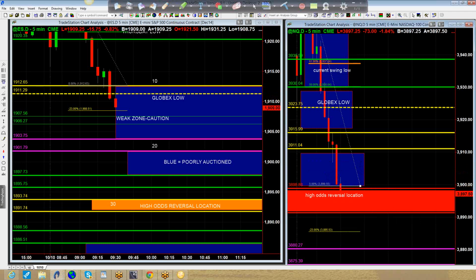Long, 38.99. Y'all all know the plan there, right? Half size. Okay, we're playing with fire. This thing can get very, very illiquid. We're below Globex low on ES. Okay, and that's why I said to watch out on Globex low. Make sure that you get into this area first.